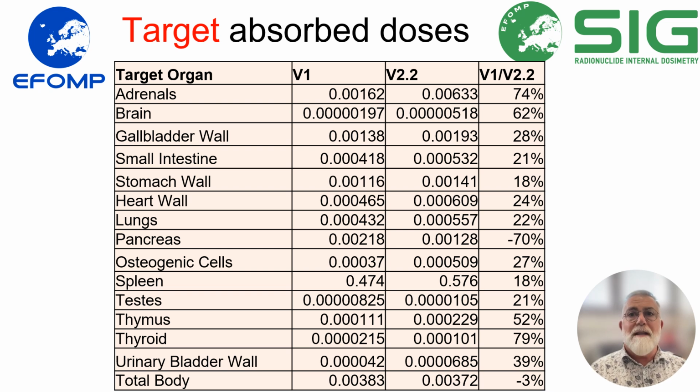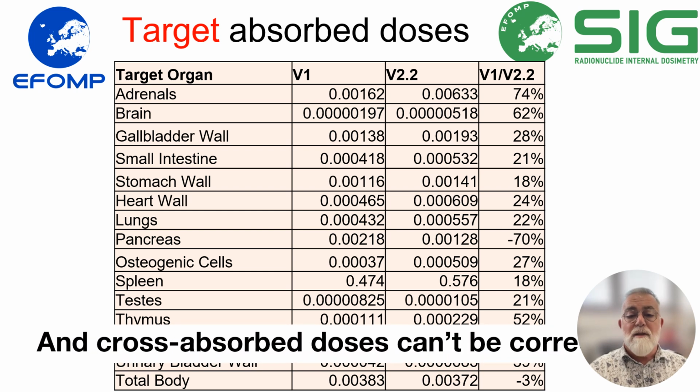But it is not sufficient because, in fact, it's very difficult. We have no easy way to correct between model and patient-specific dosimetry. For cross-absorbed doses, there is no correction that is easy to implement. So that's the issue. Cross-absorbed doses cannot be corrected, okay?